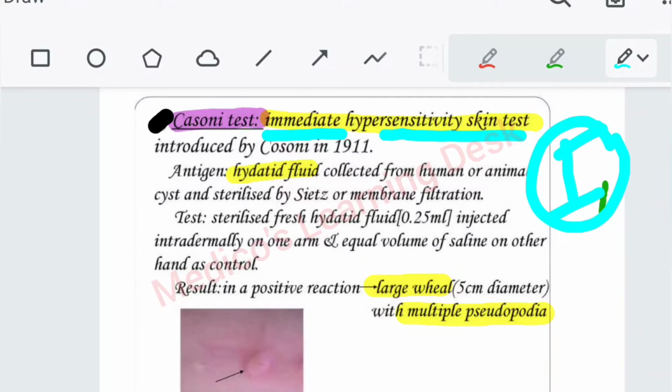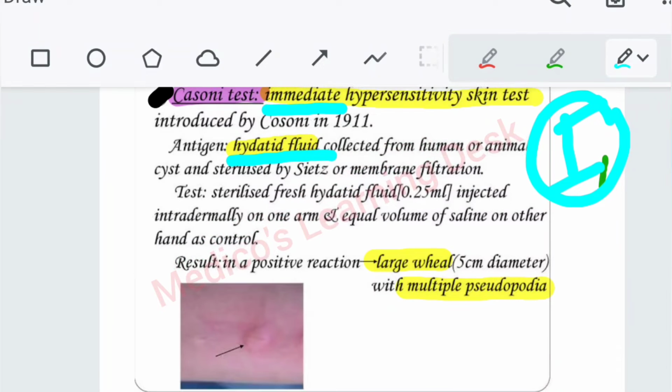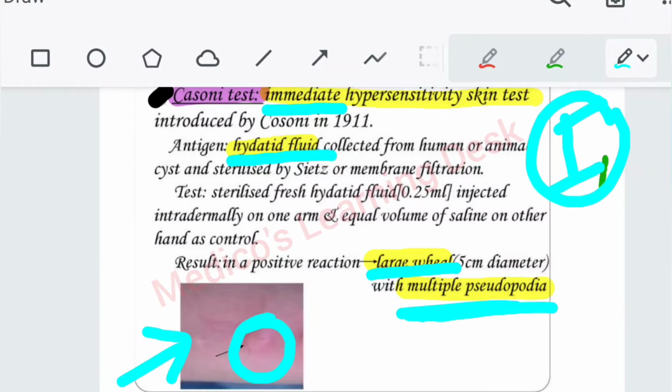So it is an immediate hypersensitivity reaction skin test. Where do you do this? In hydrated cells. So the hydrated fluid is collected from animal or human cells, and then it's injected into the dermis of the arm. Then we can see a large wheal or multiple pseudopodia. See, a large wheal is formed. So this is a positive Cassoni's test.